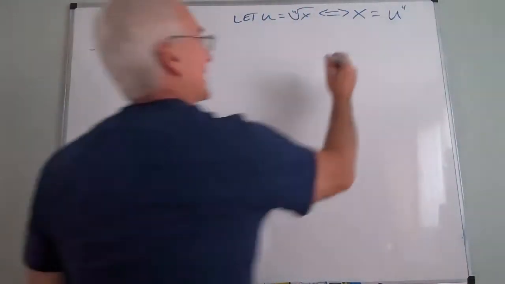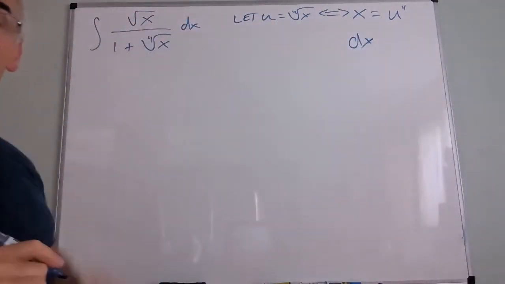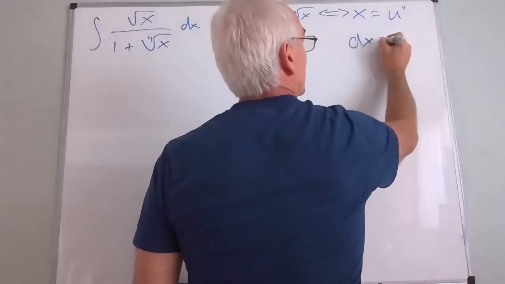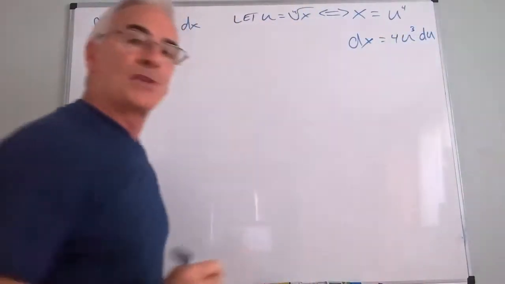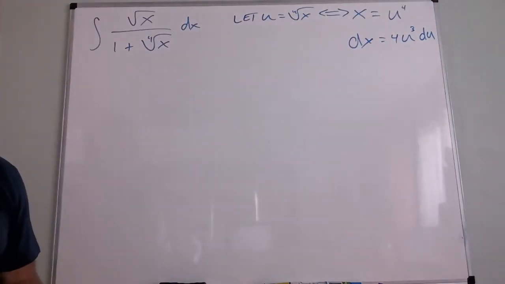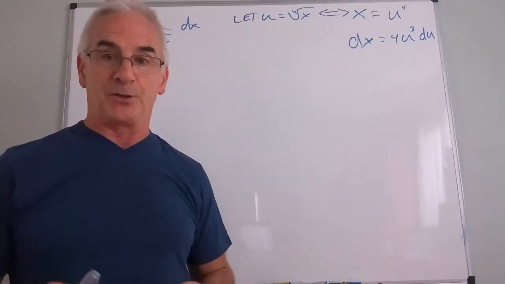Oh, and then what's dx? I don't have a du, I find dx. dx would be 4u to the third du. So this form of substitution says I'm going to replace x with a function of something else, exactly the same way we do with the trig sub.